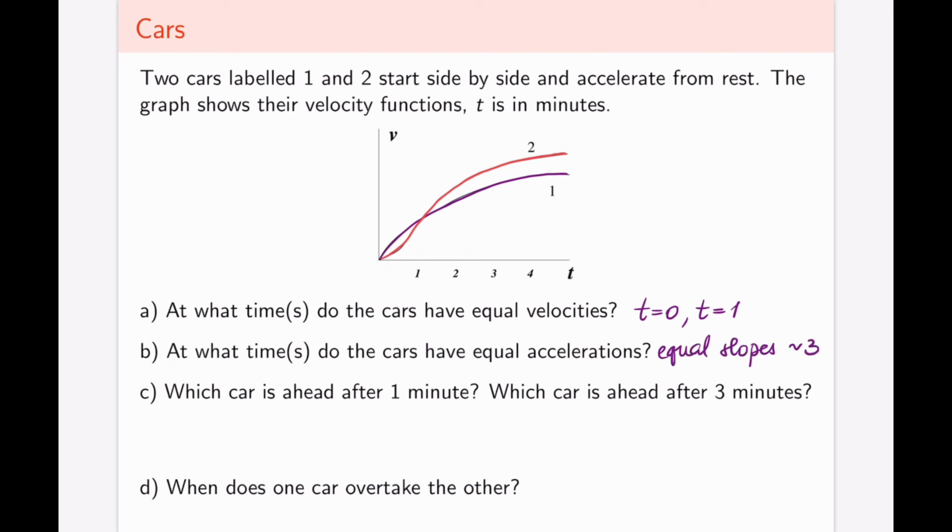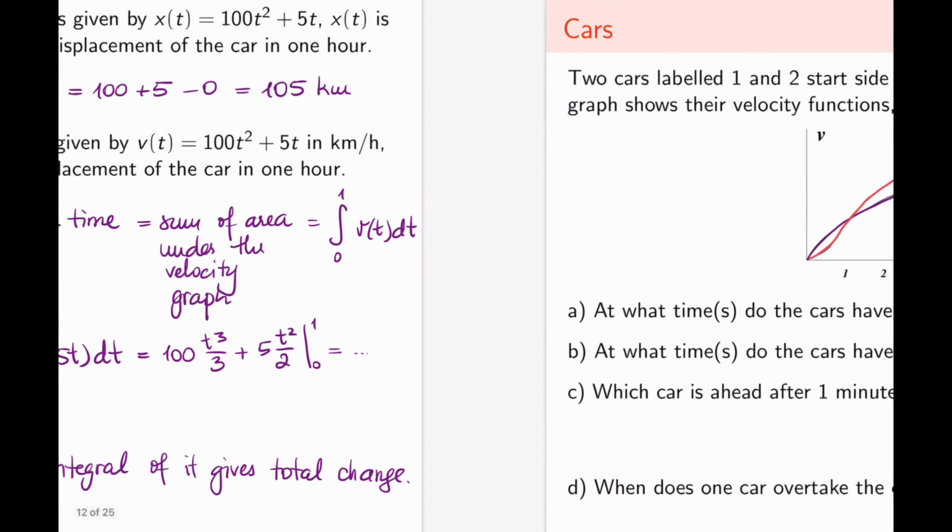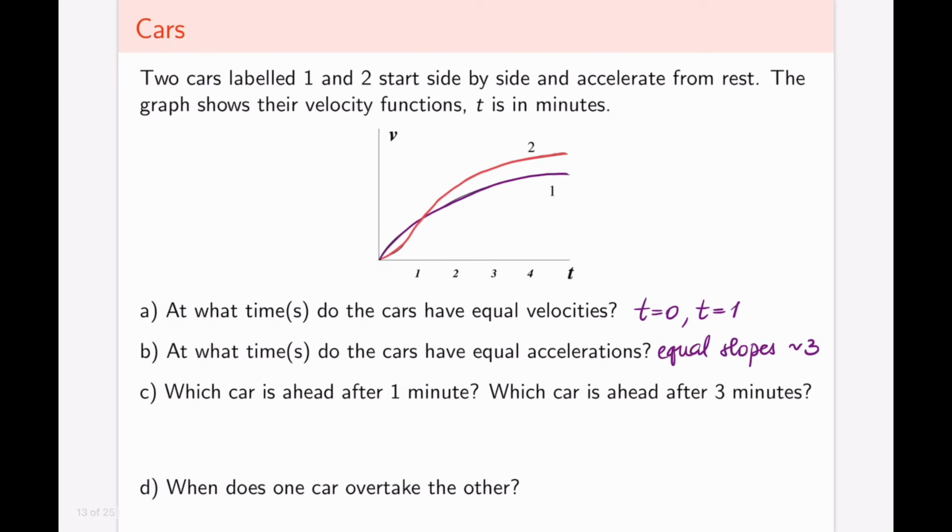Which car is ahead after 1 minute? Which car is ahead after 3 minutes? Ahead means in terms of position. So this is now asking to come up with a way to describe position based on the velocity graph. Recall that the position is the antiderivative of velocity, and what we've been discussing is that it is in fact the area under the curve of the velocity function. So just like in the previous example, we have to see what happens after 1 minute.